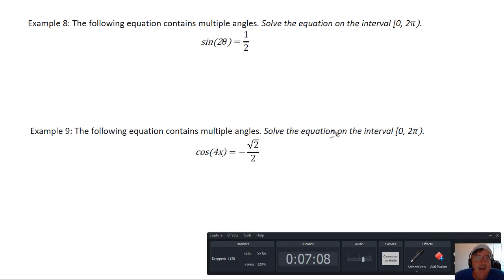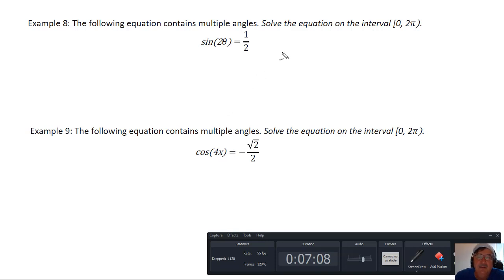For examples 8 and 9, we're going to throw a little bit different twist at y'all this time, and it says the following equation contains multiple angles. And notice both of these examples don't have theta or x or whatever else we've been calling these angles, but this one has 2 theta, this one has 4x.